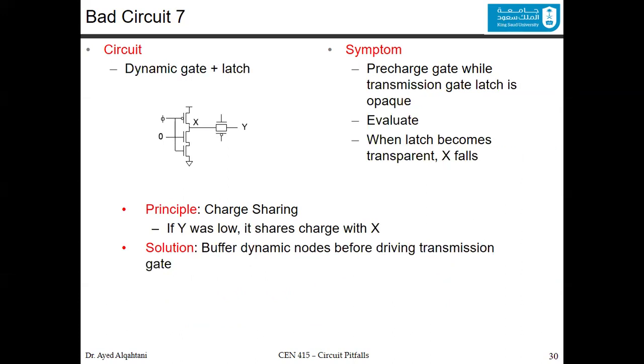Now, the bad circuit number 7 is a dynamic gate with a latch. It's like a terrible latch, but that's one of the old latches. The symptom here is precharge the gate while the transmission gate latch is opaque. You evaluate, and when the latch becomes transparent, X falls down. Again, the problem is charge sharing. If Y was low, it shares its charge with X. The solution: buffer the dynamic nodes before driving the transmission gate, or build a regular latch.